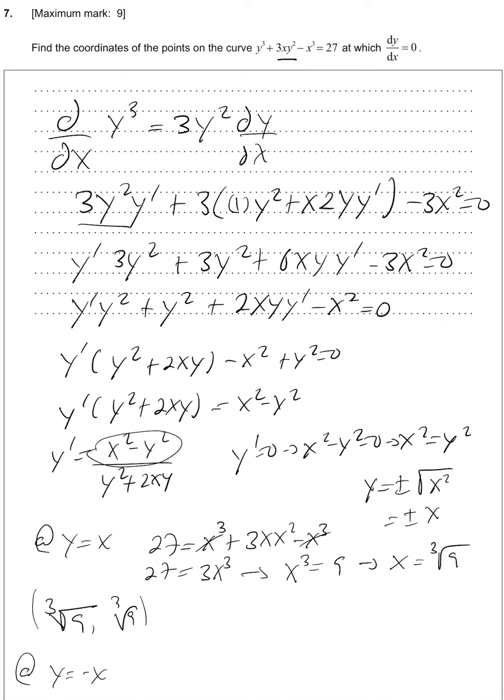minus x. 27 is going to equal, and now using this right here, minus x cubed. So just to be plus 3x squared times x minus x squared times minus x cubed. Does that make sense? I've replaced the y's with minus x. Now, minus x cubed is minus x. So here, I'm going to end up with 3x cubed minus 2x cubed.